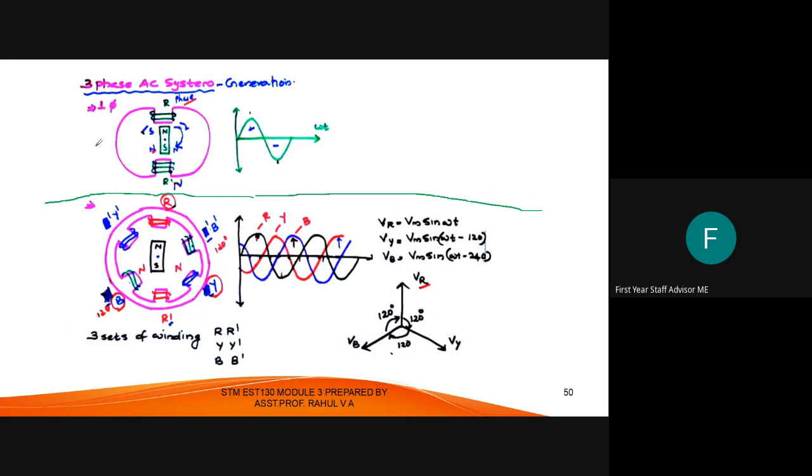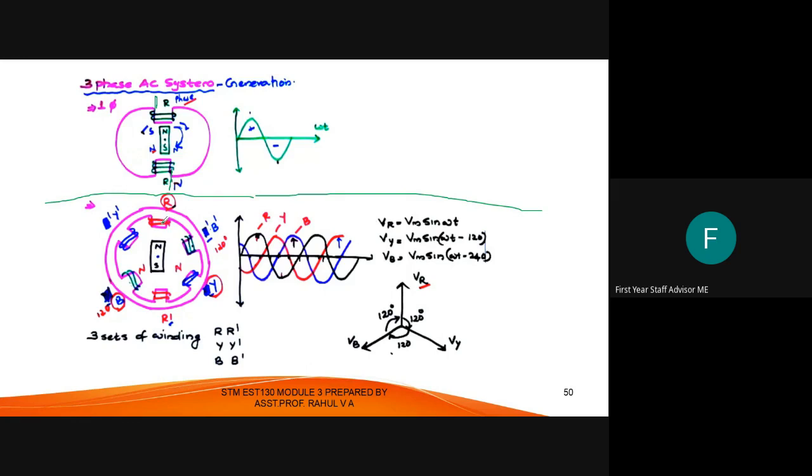You can see that in the first diagram there is only one winding. You can see two windings, but actually it is one winding. One end of this winding is on the top and the other end of the winding is at the bottom. It is constructed in that manner. This is only a single winding, R and R dash. One end of the wire is R and the other end is R dash. So it's a single winding.